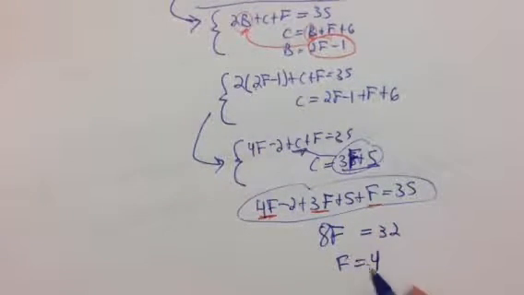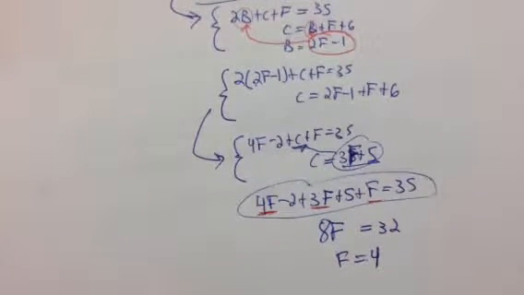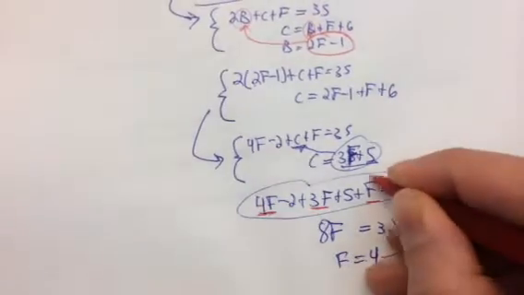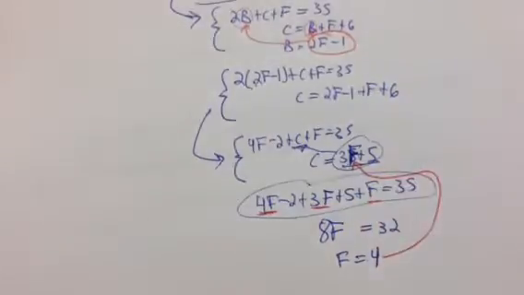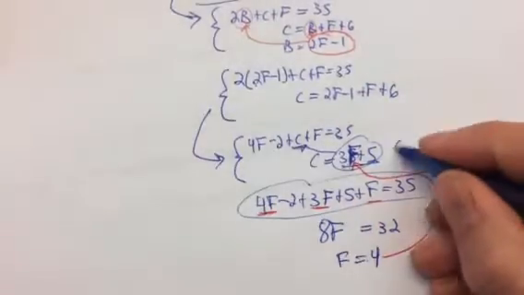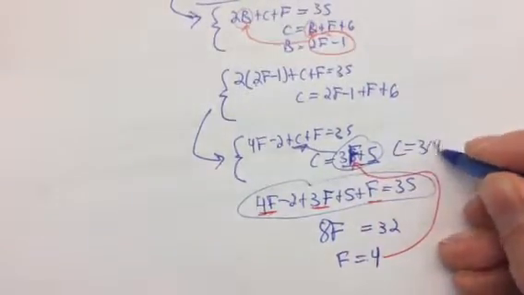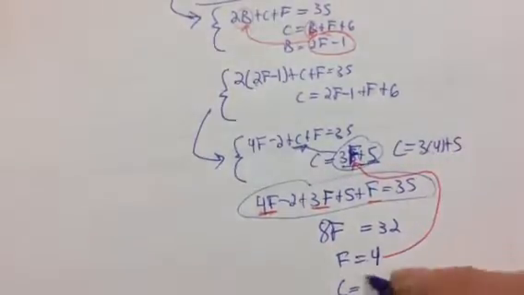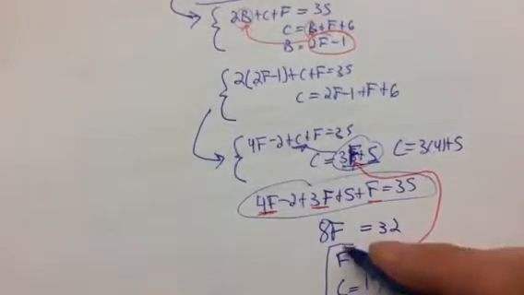Once we have that f is 4, we can plug it back into previous equations to figure out what all the other ones are. So f is 4, which means if I plug it in right here, I can find what c is. C is 3 times 4 plus 5. So c equals 12 plus 5 is 17. That's part of my solution.